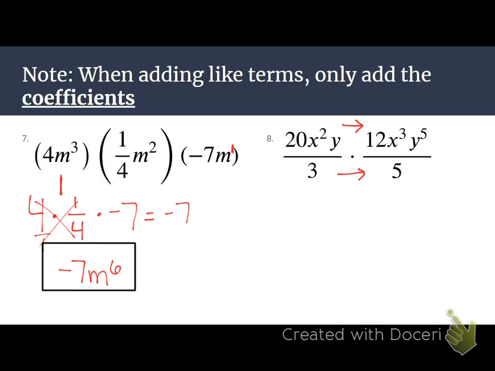So if we multiply across the top, 20 times 12 is 240. We multiply the same bases together. So x squared times x cubed is x to the 5th power. And then we have y times y to the 5th, which would be y to the 6th power. In our denominator, what do we have? 15. Before we reduce, do we have questions about how we got there?